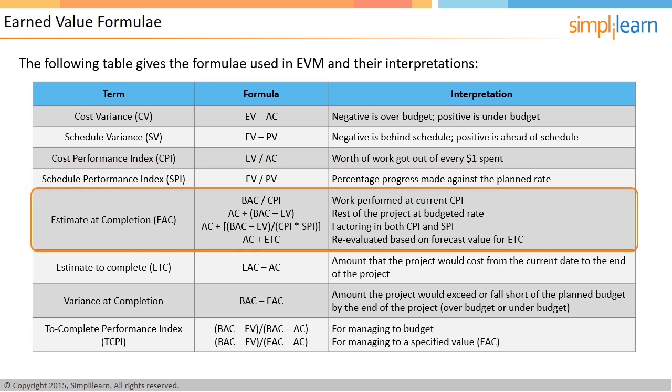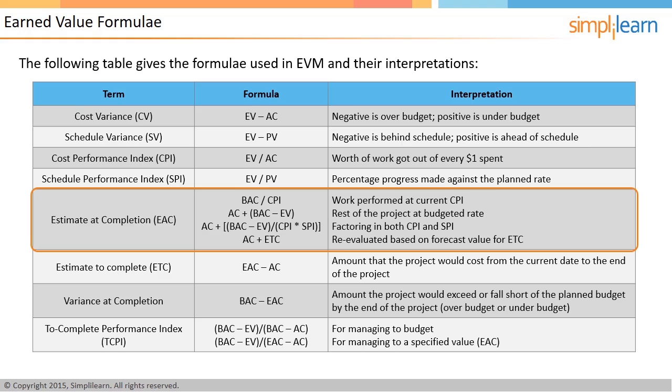The next parameter is estimate at completion, or EAC. There are different ways of calculating the EAC value. The method used depends on how the cost and schedule variances are expected to play for the rest of the project. BAC by CPI is used if you expect that the current cost performance will continue until the end of the project. AC plus BAC minus EV is used if you expect that the rest of the project will be managed at the budgeted rate.